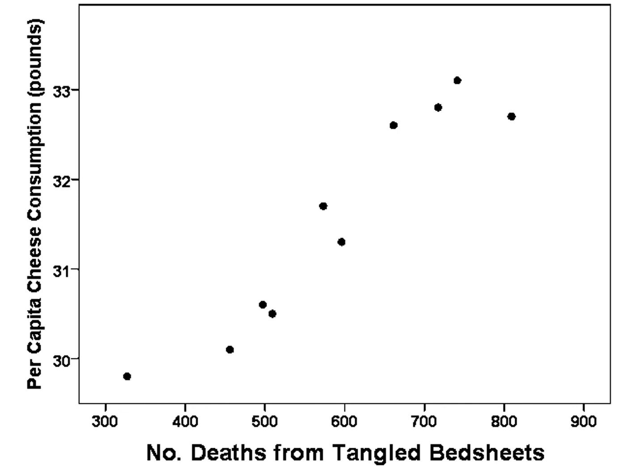Now looking at all of the dots in the scatter plot, is there a positive relationship or negative relationship between the cheese consumption and the number of deaths from the tangled bed sheets? So as the number of deaths increases, what happens to the cheese consumption? Alright, so as the number of deaths increases, cheese consumption also increases. That's why we can say it is a positive relationship.